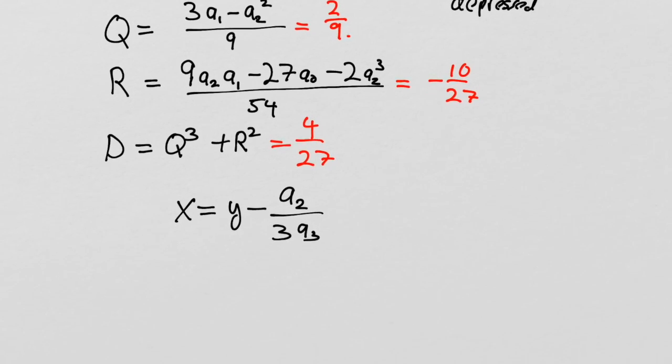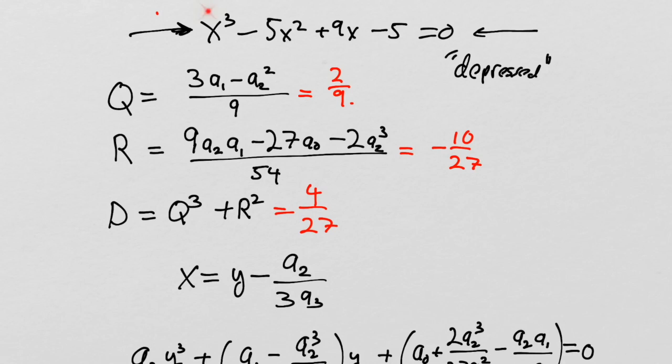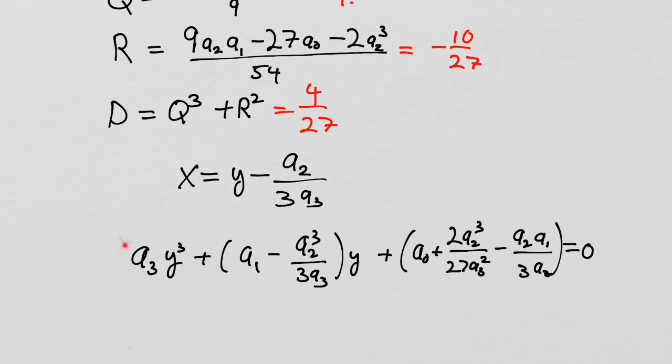And the coefficients of the depressed cubic equation are the following coefficients. It's a bit of a mess, but if you make this substitution into our cubic equation, meaning you replace x with y minus a2 over 3a3, where a3 is 1, a2 is minus 5, a1 is 9, and a0 is minus 5, you'll discover 100% of the time you end up with this cubic equation. What makes this cubic equation depressed is, notice you have a cubic term in y, a linear term in y, and a constant term, but no quadratic term.